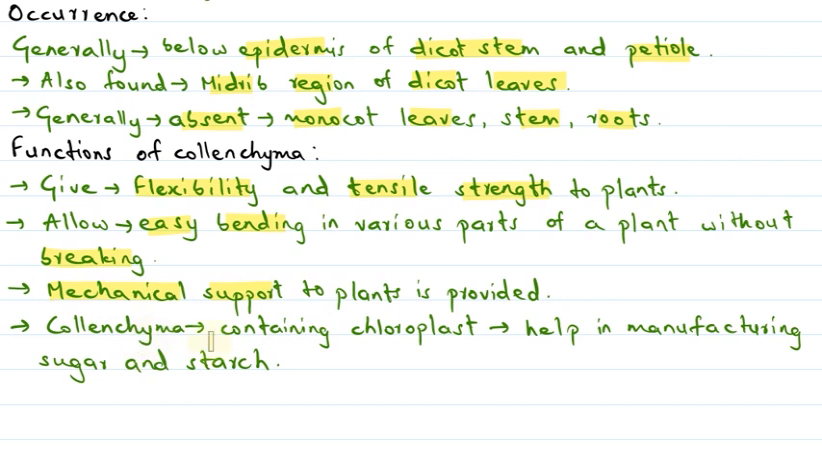The collenchyma tissue that contains chloroplast helps in the manufacturing of sugar and starch. So these are some of the important functions performed by the collenchyma tissue.